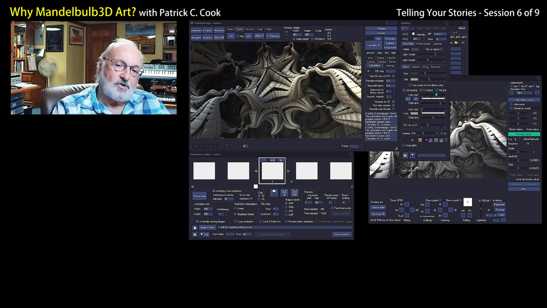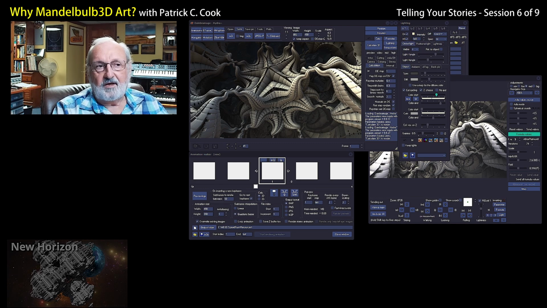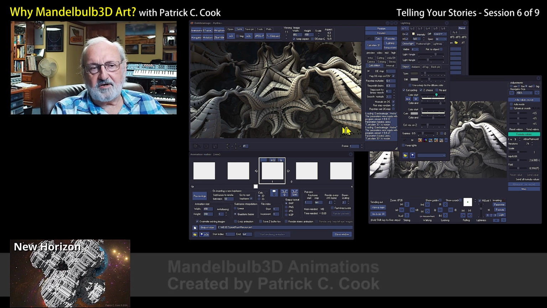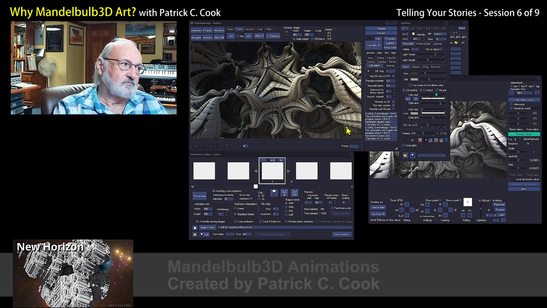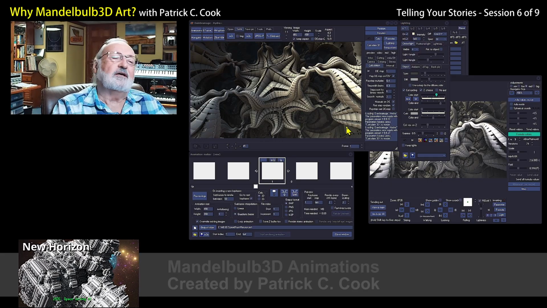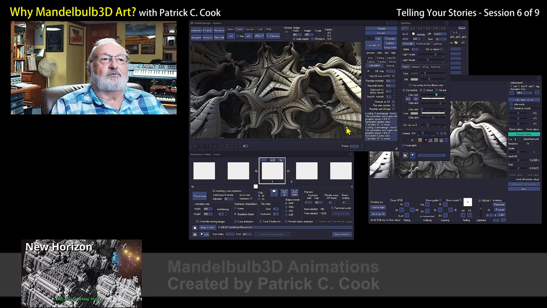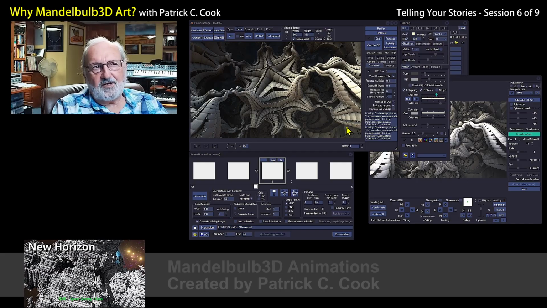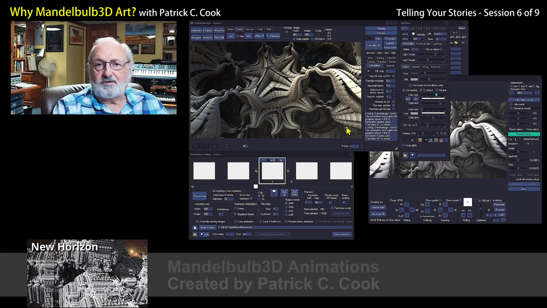In the last session I was talking about finding the story, and I've been picking on this one particular Mandelbulb graphic to talk around this whole concept of finding and actually telling a story. Now, when I landed on this graphic, between sessions 4 and 5, I was playing around with it, and boom, there it is. So I said, now what can I do with that? Well, I can do a lot with it.